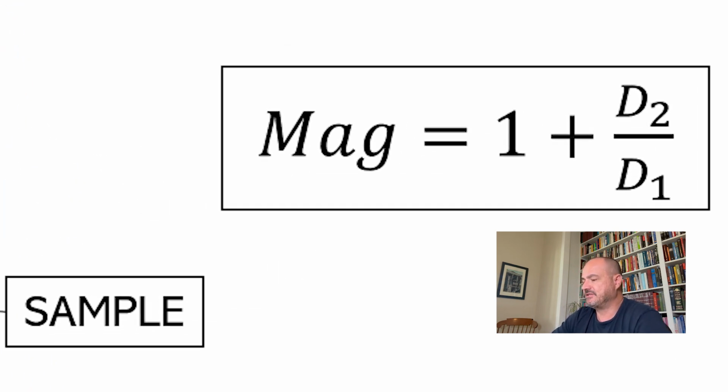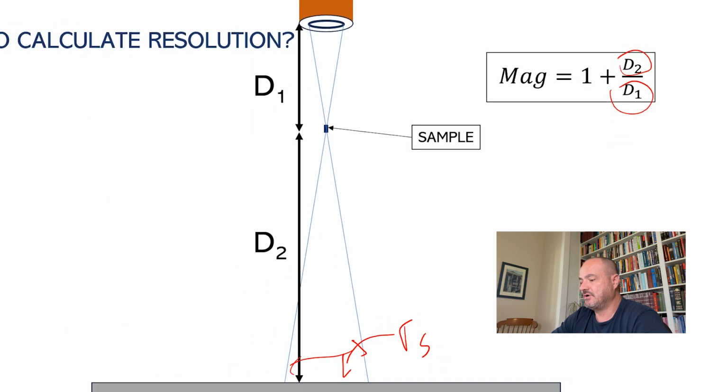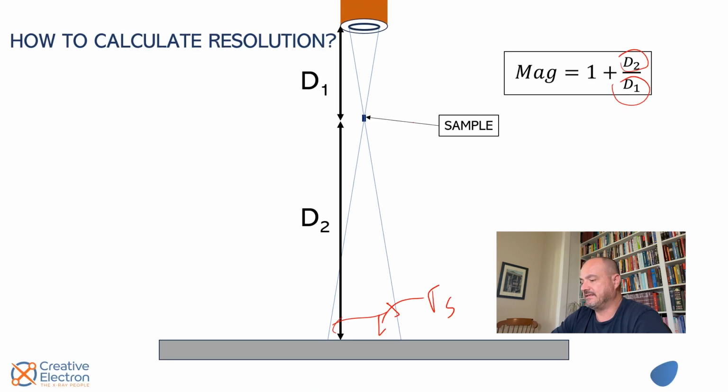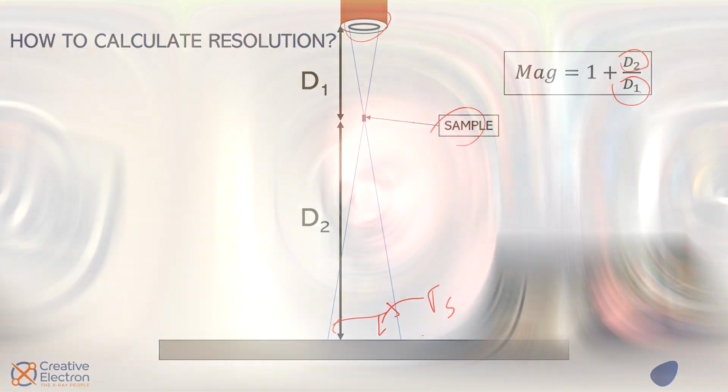We know magnification is a function of 1 plus d2 over d1, and d2, or distance 2, is the distance between the sample and the detector. D1 is the distance between the sample and the source. All right, so here we have it all put together.